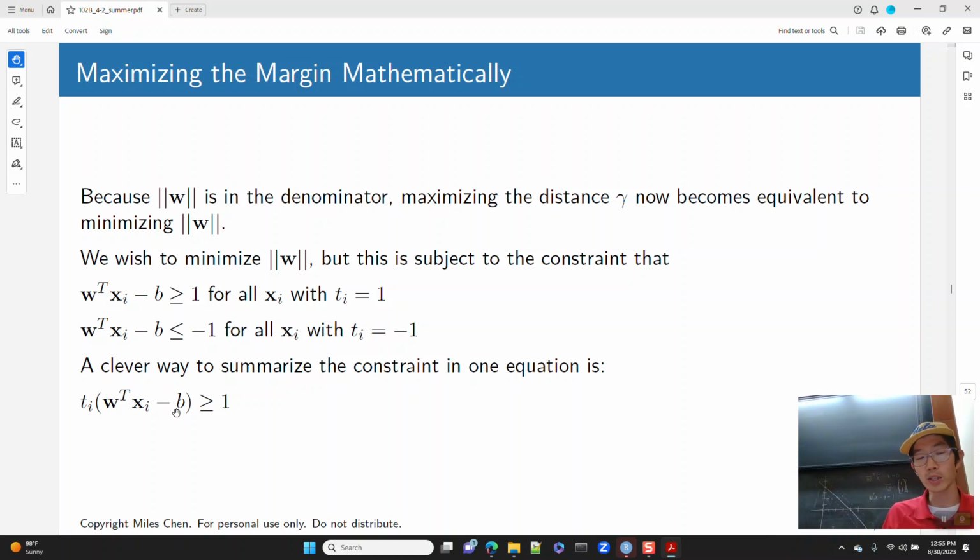Okay, and a clever way to summarize this, to make sure that everything where x is positive is greater than 1, and everything where x is negative is less than -1, is we're just going to take w transpose x minus b, and multiply it by the label, whether it's +1 or -1, and say that that thing has to be greater than +1. Because when x is positive, this thing is going to be positive, and this is positive, so it'll be over 1 here. When x is on the negative side, w transpose x minus b is going to be negative, but its label is also negative, so when you multiply those, you're going to get a positive thing.